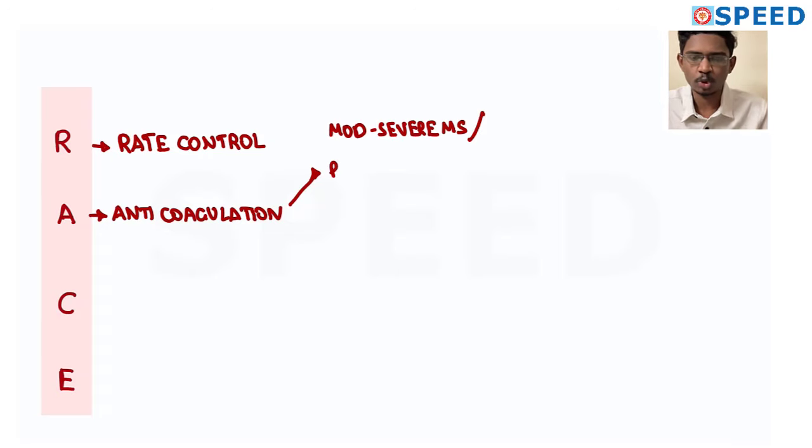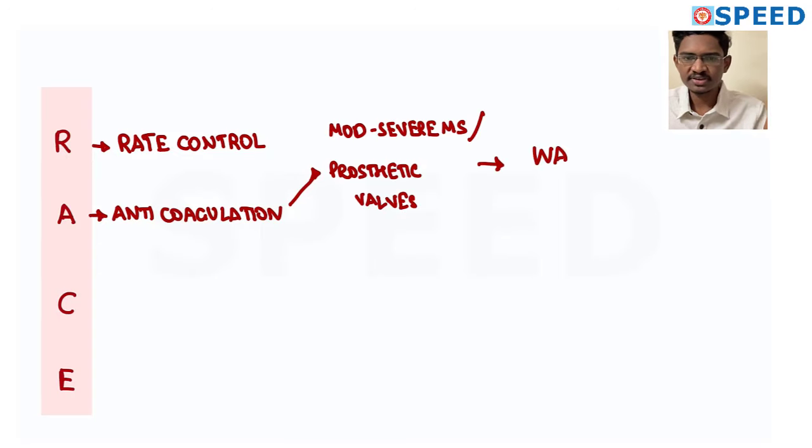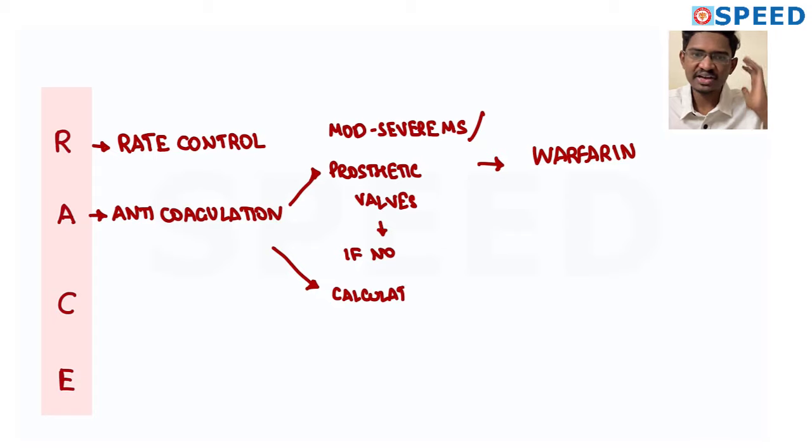CHA2DS2-VASc score. The details you will know. C for congestive cardiac failure, H for hypertension, A for age 75 or 65 to 74, and D for diabetes. Stroke history will carry 2 points, and V means peripheral vascular disease, and Sc for sex category, females. So all these will carry points.